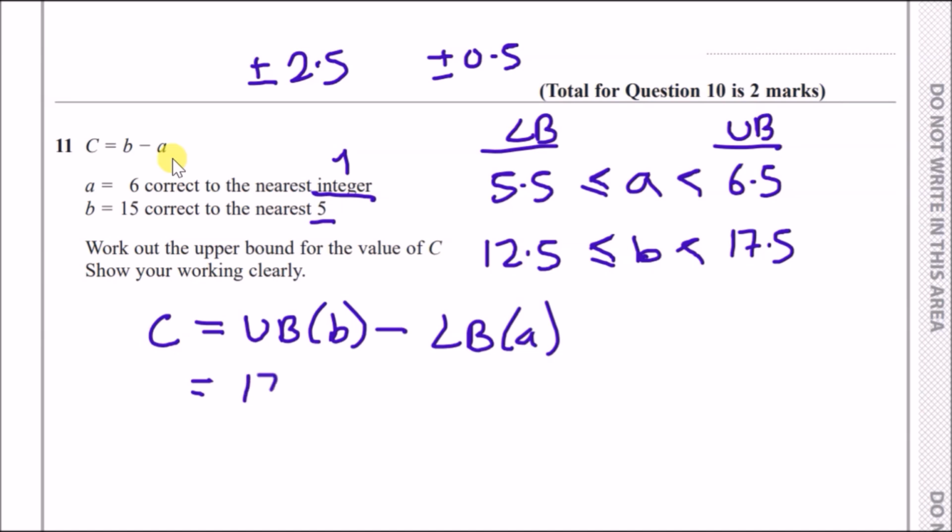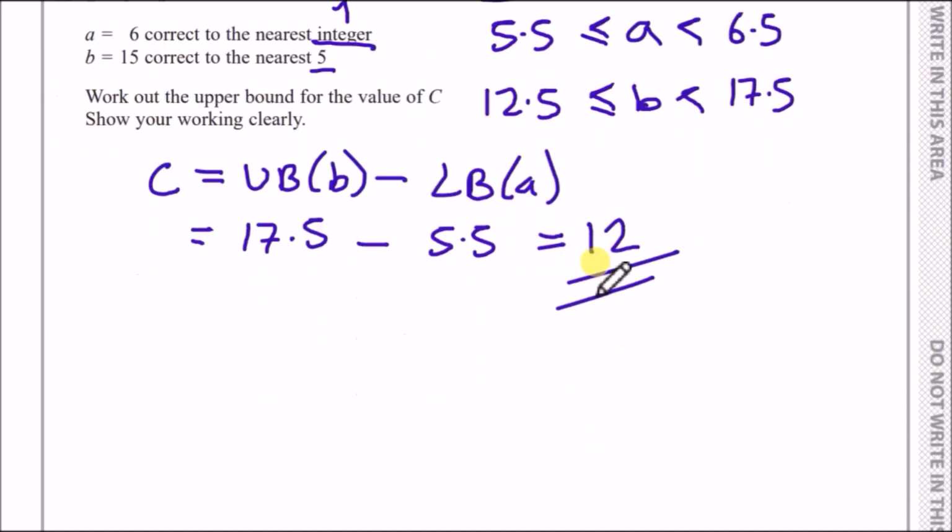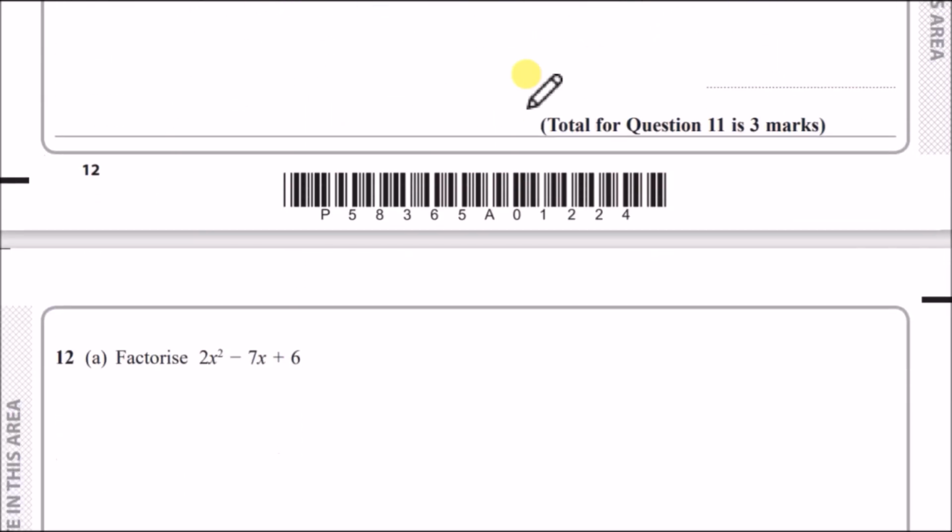You got 17.5 minus 5.5. Now this ain't too bad. So the 0.5s cancel out. 17 take away 5 is 12. And yeah, I think this is the answer. Yeah, so let's move on.